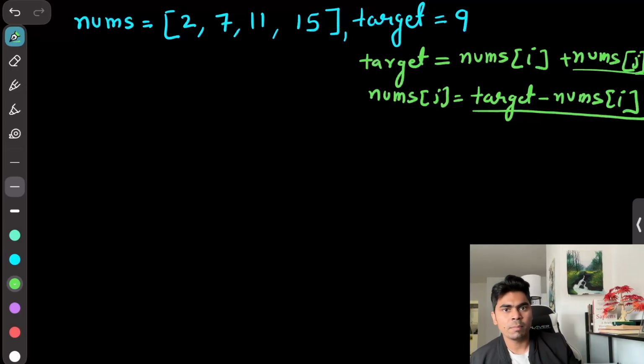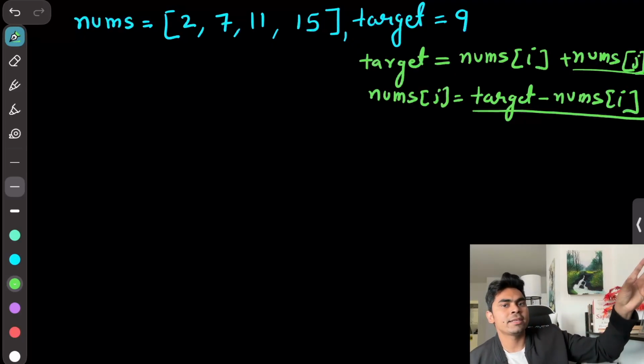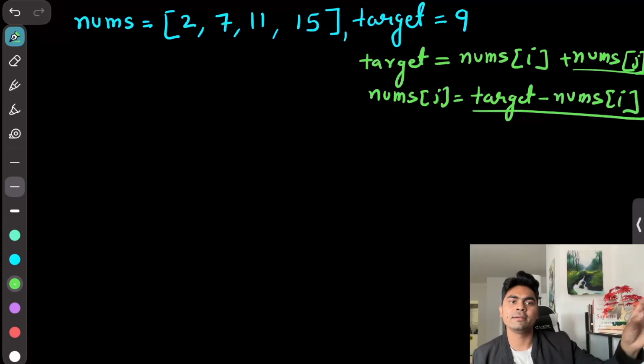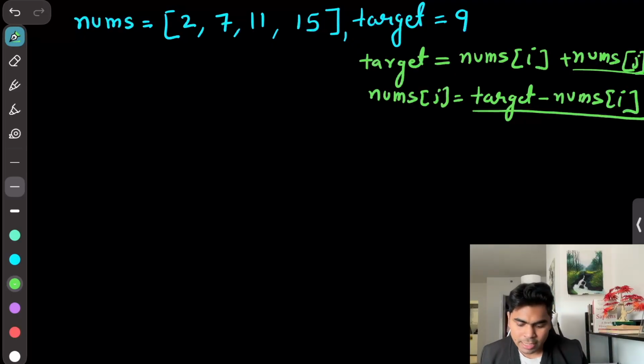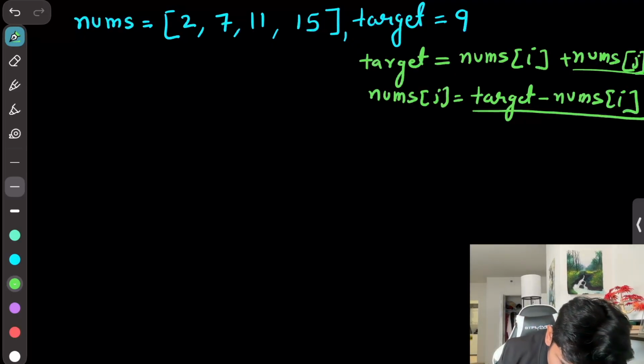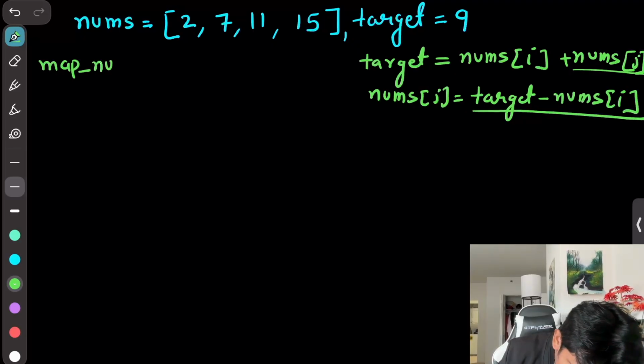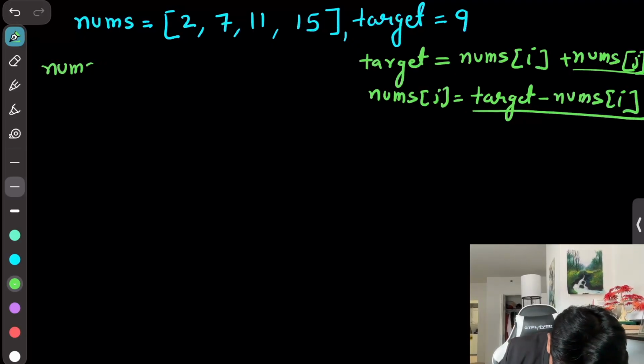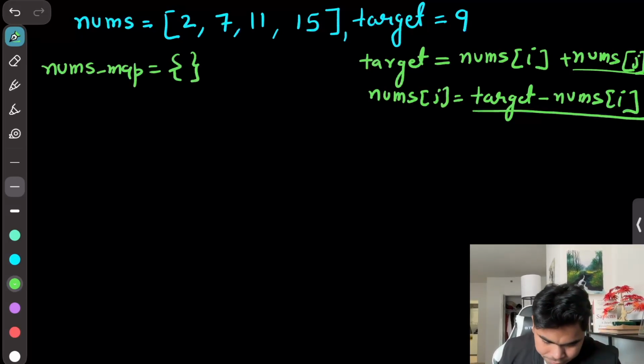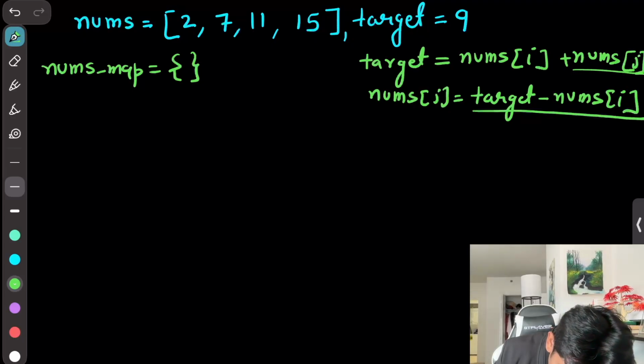So it's just all about tracking the index of that previous number and then getting that number, that index, and then returning it with the current number, because they both sum up to target. So here what I can do is I can create a map. I'll call it nums map, that's a better term. Initially it's going to be empty, then I will start my for loop.